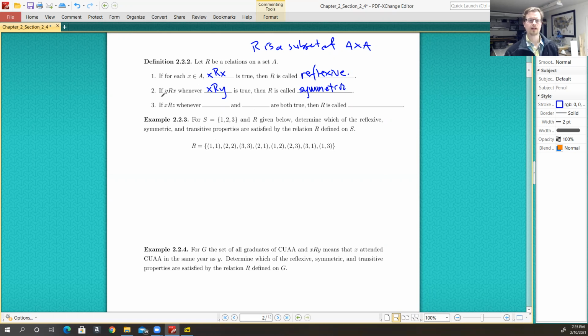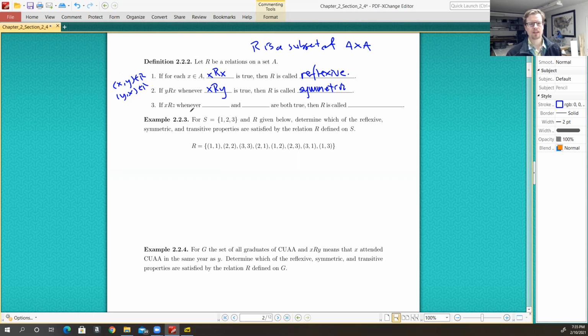That looks something like this: (x, y) belongs to R tells us that (y, x) belongs to R. Or whenever we have (x, y), we can show that (y, x) is in the relation, then it's called symmetric. Excellent.